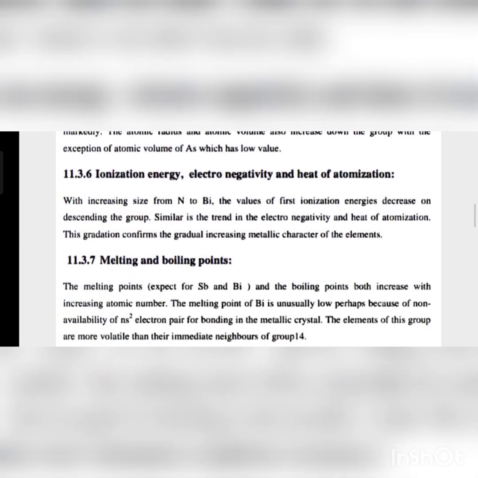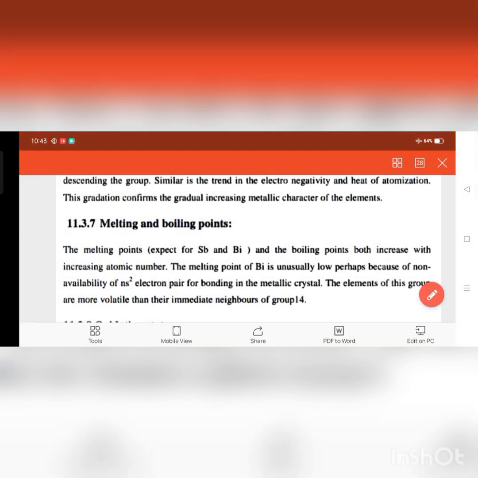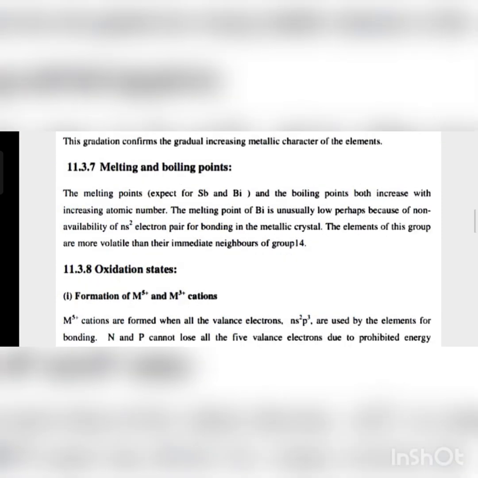Now we will discuss melting and boiling points. The melting point and the boiling point both increase with increasing atomic number. The melting point of bismuth is unusually low, perhaps because of non-availability of the ns2 electron pair for bonding in the metallic crystal. The elements of this group are more volatile than their immediate neighbors of group 14.